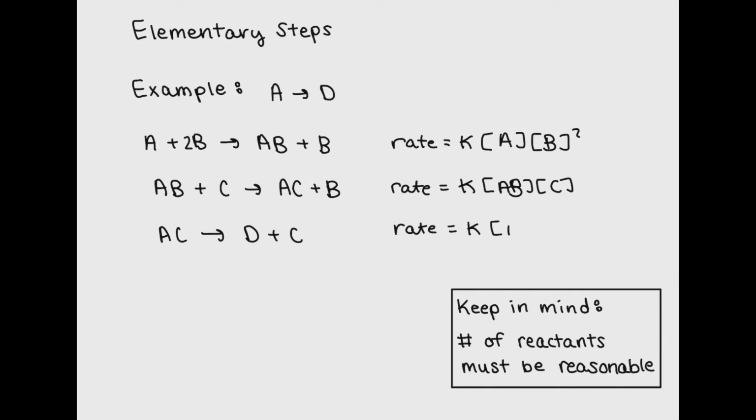It's important to keep in mind that when you're writing a reaction mechanism, it has to be reasonable. This means that the number of molecules interacting is below 3. If you think back to collision theory, molecules must collide in the correct orientation for a reaction to occur. The chances of more than 3 molecules all colliding together in the correct orientation is slim to none. This is why we say the number of reactants has to be reasonable in each elementary step.